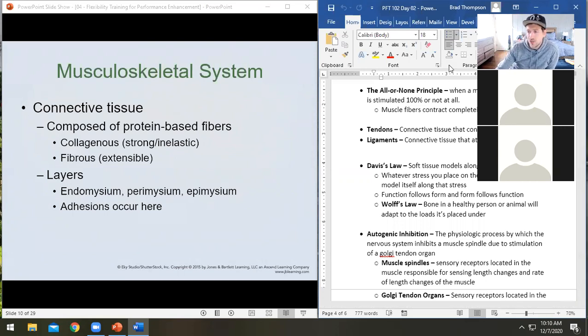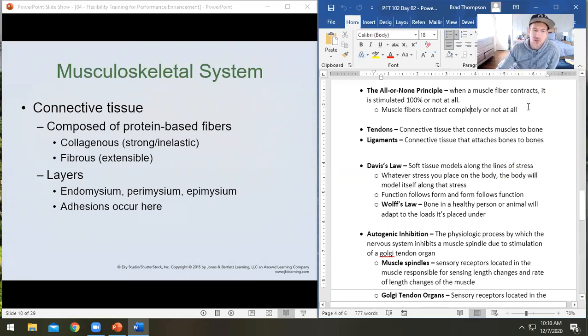Now, looking at connective tissue, because we are talking about flexibility today, not strength, we have our tendons. Tendons are what are going to attach your muscles to your bones. And then we got ligaments. Those are going to attach your bones to your bones. Ligaments can get tight. Tendons can get tight.